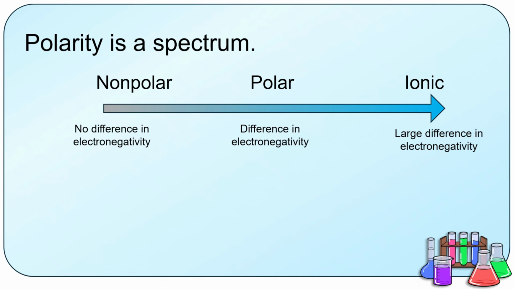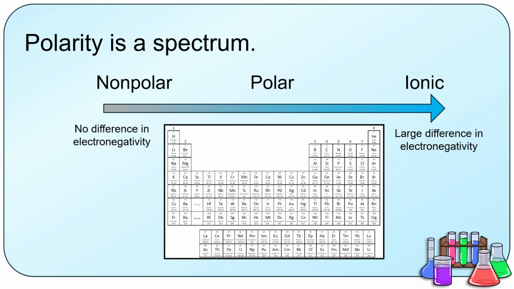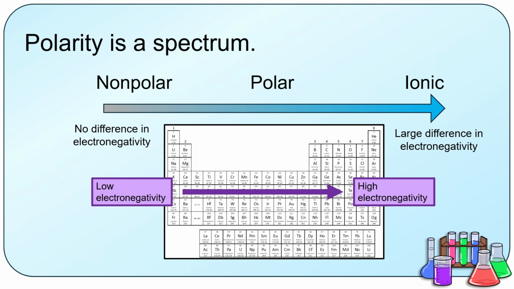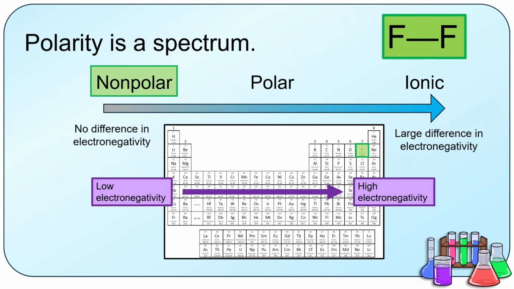How can you predict the type of chemical bond by looking at the chemical formula? The key is knowing that electronegativity increases from left to right on the periodic table. If you have atoms close together on the periodic table, especially atoms of the same element such as fluorine and fluorine, you'll have a nonpolar bond.